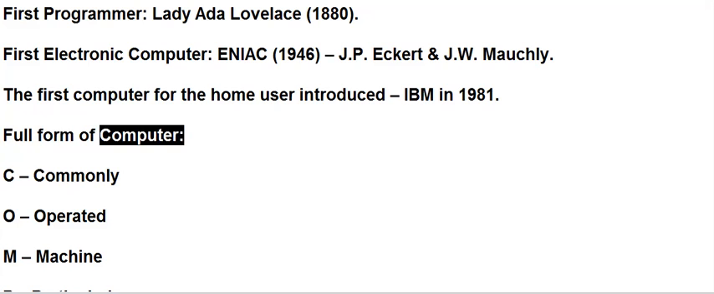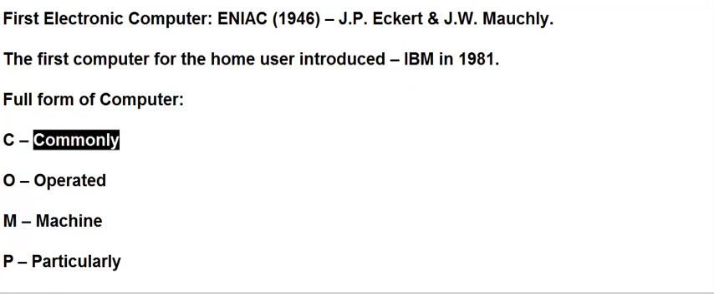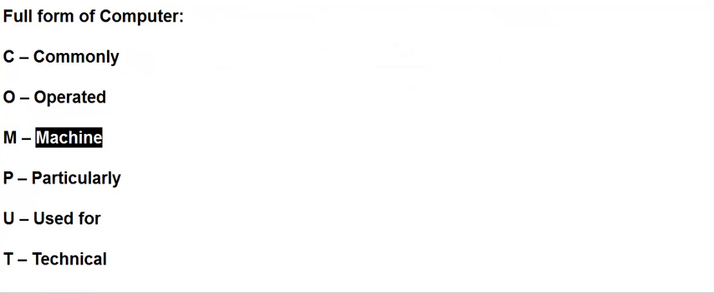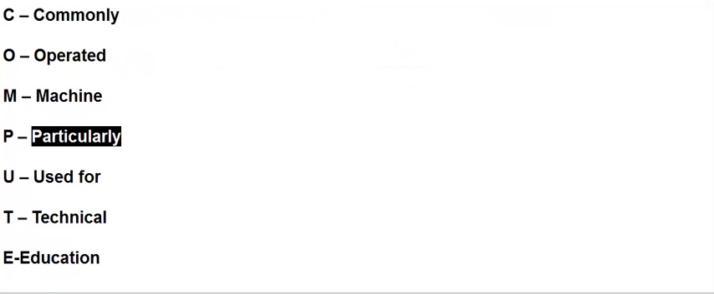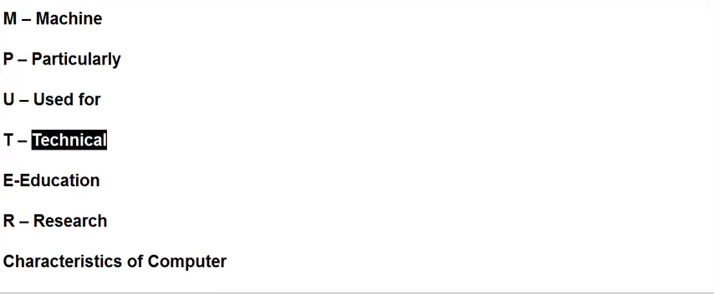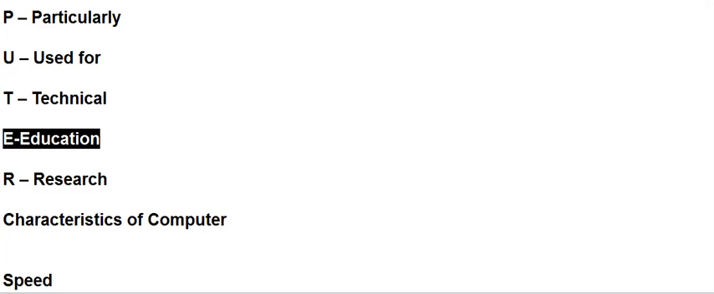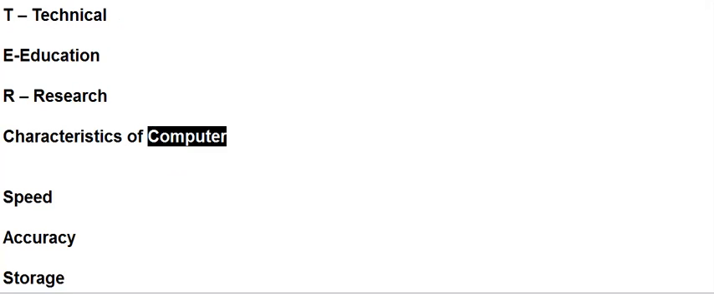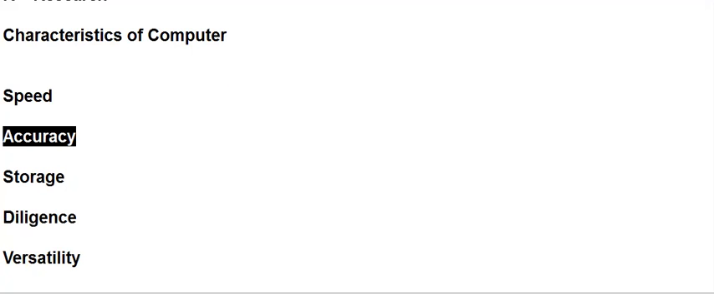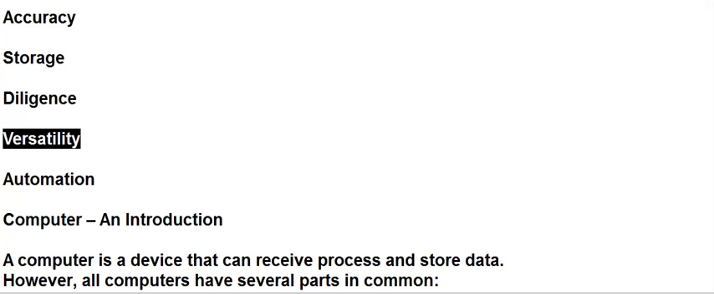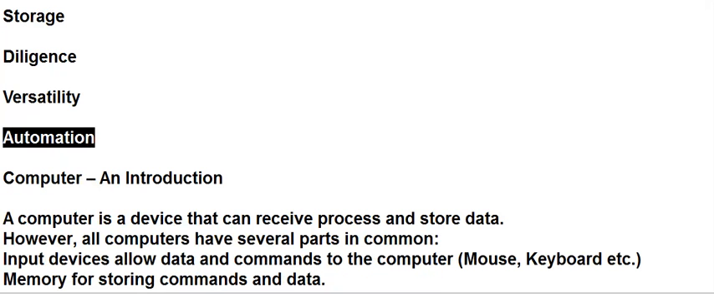Full form of computer. C: Commonly. O: Operated. M: Machine. P: Particularly. U: Used for. T: Technical. E: Education. R: Research. Characteristics of computer: Speed, Accuracy, Storage, Diligence, Versatility, Automation.